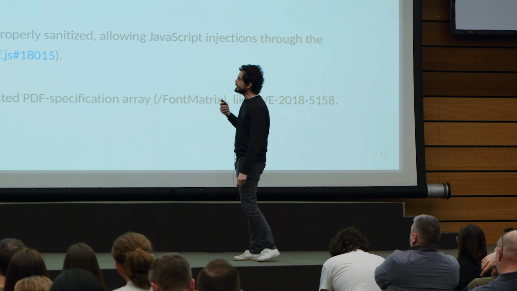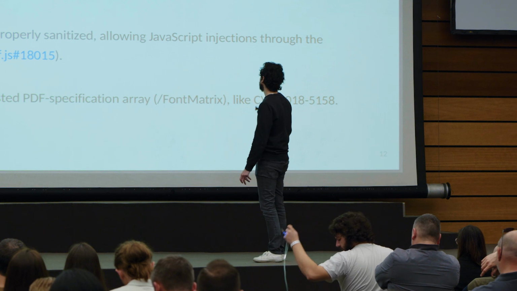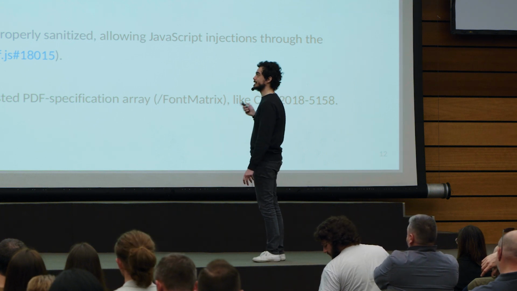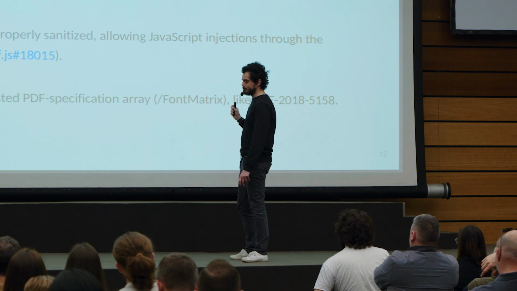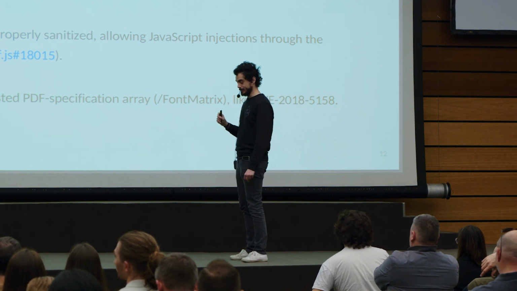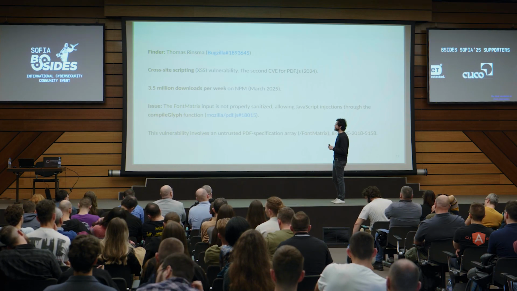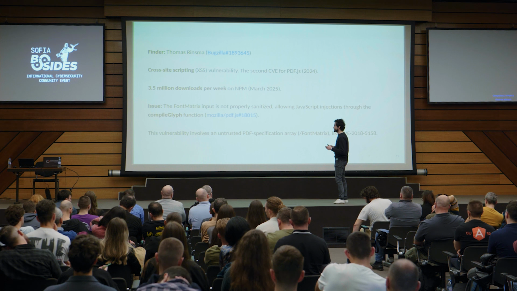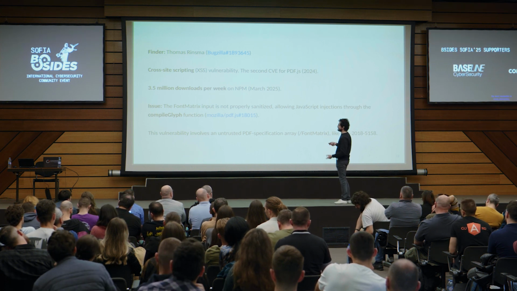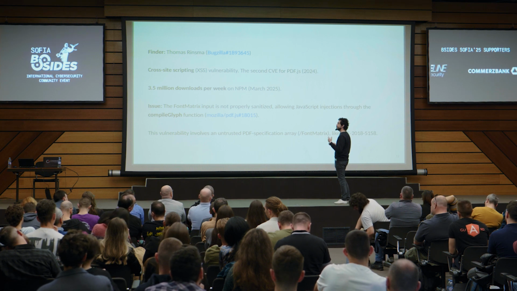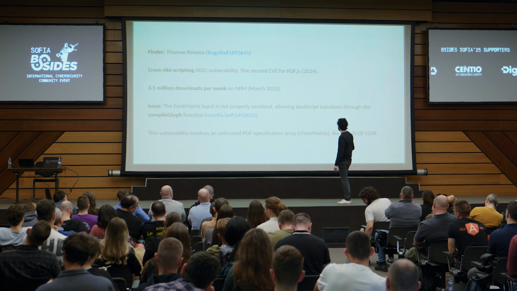The issue: the font matrix array was not properly sanitized, allowing JavaScript injection using compiling glyphs. What is interesting in this description is that the problem is still an array, a user input not properly sanitized, but it's still an array that was considered a trusted input, just because of a bug by the maintainers of PDF.js. But we can see that this CVE is quite similar to the previous one.